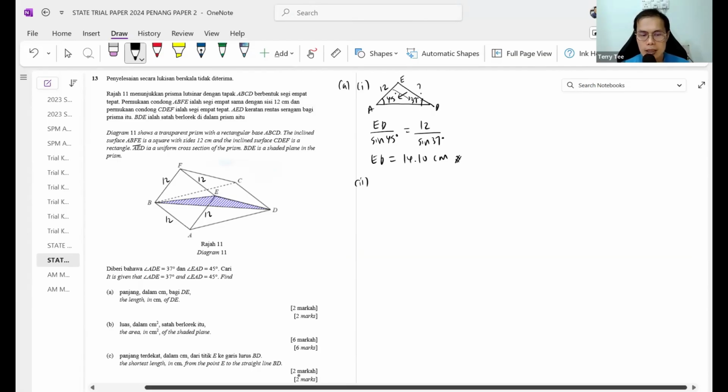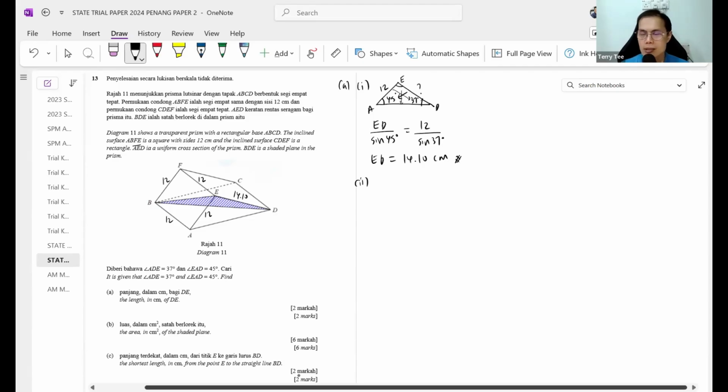Now, next, area of the shaded plane. To find the area of the shaded plane, we need to find more information. We need to find the length of all three sides of the shaded plane, right? So let's begin by finding, we know ED already, right? This is 14.10. We need to find BD. Before we find BD, we find AD. Now AD we can find from the same triangle here. We can use sine rule again.